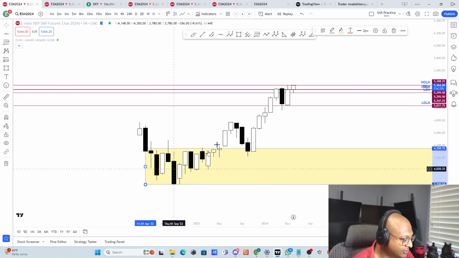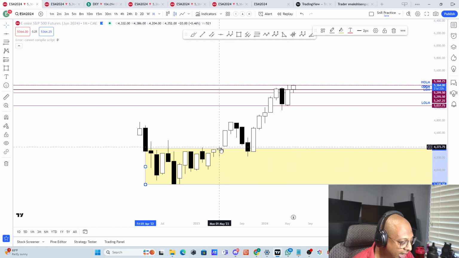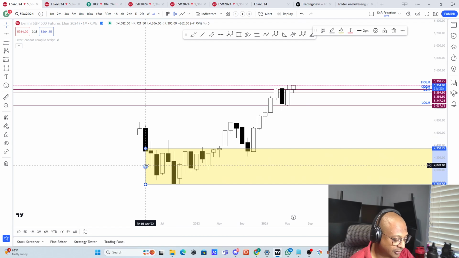This is my balance zone. Okay, I did a gap up opening and pushed out of the balance zone. What did I do in the process? Now I'm removing the balance zone.